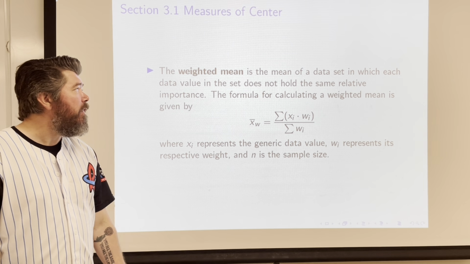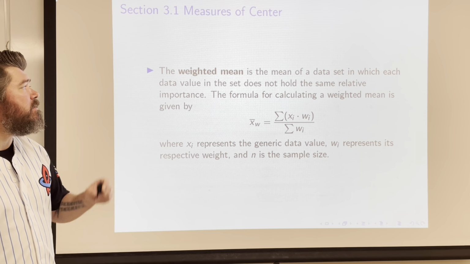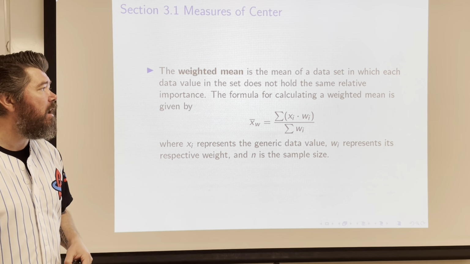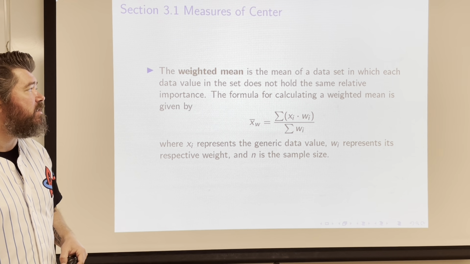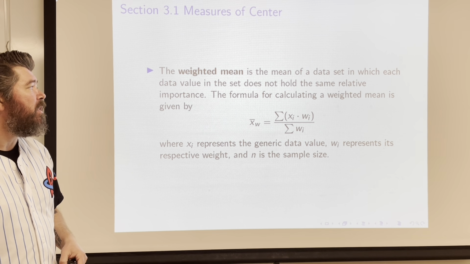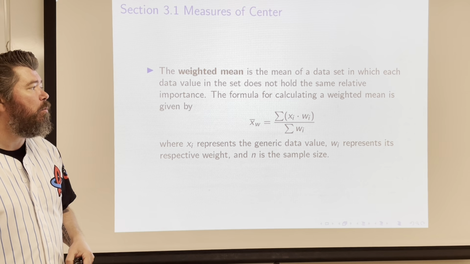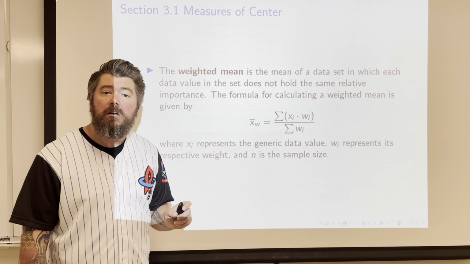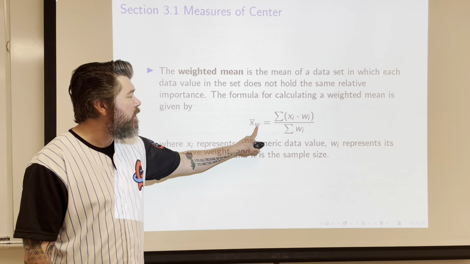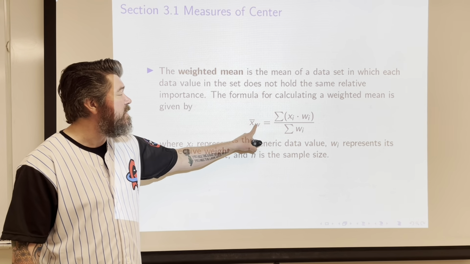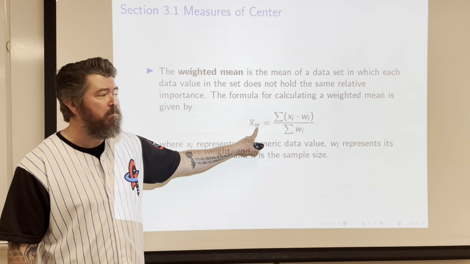Now, there's another type of mean, and this is the weighted mean. So the weighted mean is the mean of a data set in which each data value in the set does not hold the same relative importance. The formula for calculating a weighted mean is given by the following. We still use x bar because it's a mean, but we're going to put a W with it so that we know when we see this that it's a weighted mean.